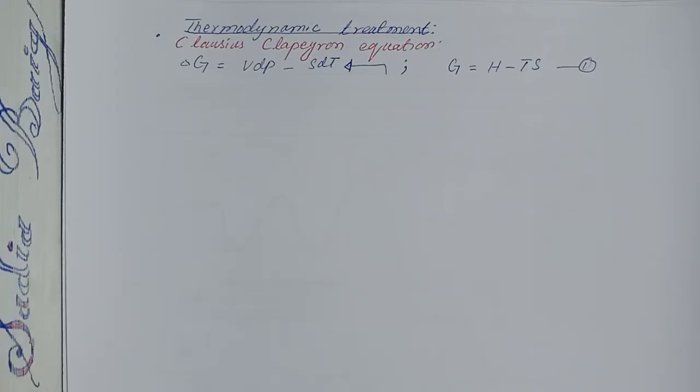Now let's discuss the thermodynamic treatment of the phase boundary. So the Clausius-Clapeyron equation is used for the determination of the Gibbs free energy change. That is given as equal to V delta P minus S delta T. So let's see how it is derived.